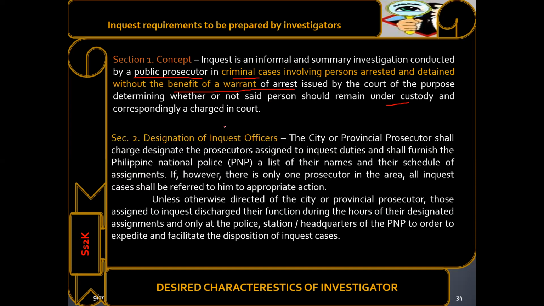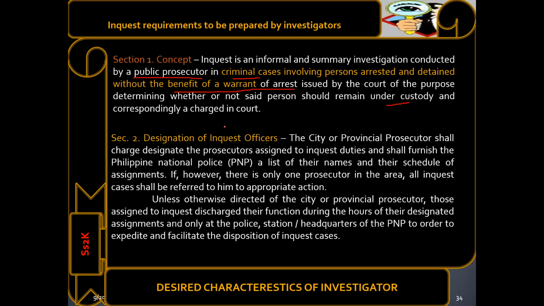So, designation of inquest officers. Meron pong naka-assign sa every city or province na prosecutor kung kanino magpapa-inquest ang mga pulis. Pag nagpulis kayo, malalaman nyo yan later on. Pero ngayon, at least magkaroon kayo ng idea na meron palang naka-assign na city or provincial prosecutor na naka-designate kung saan sa kanila pinapa-inquest ng mga pulis ang kanilang naaresto.